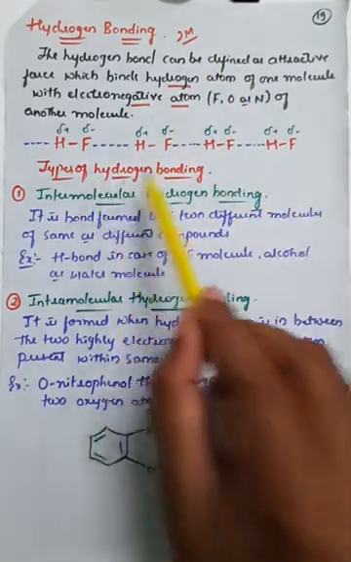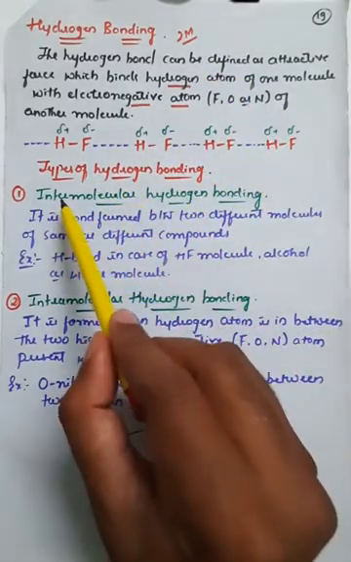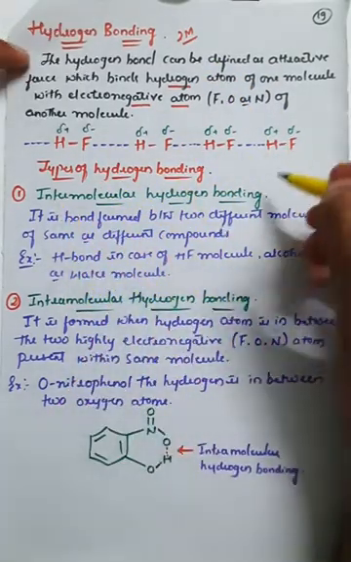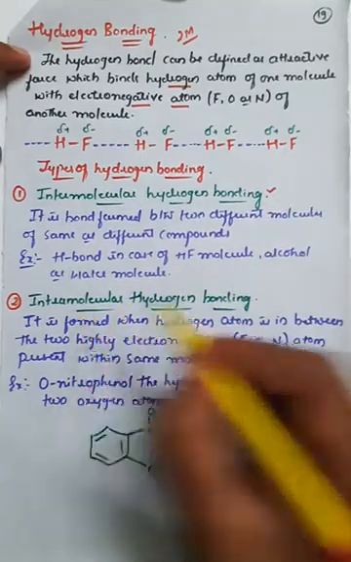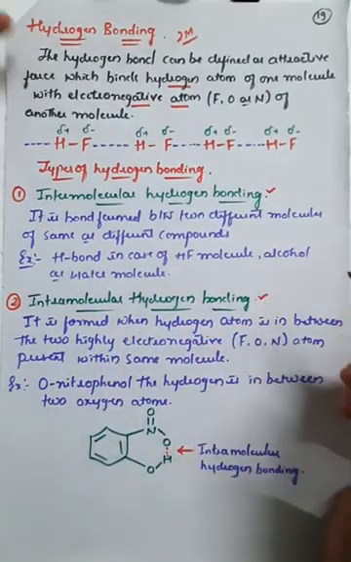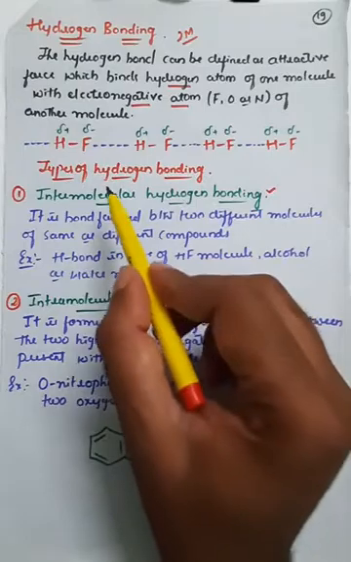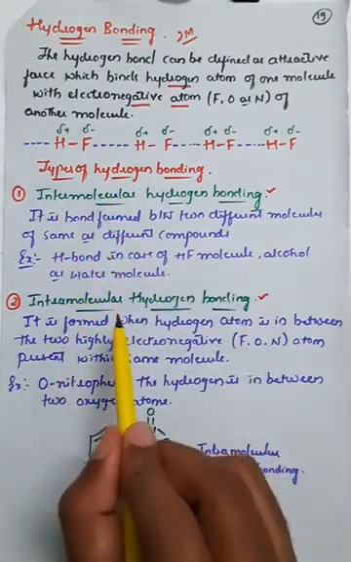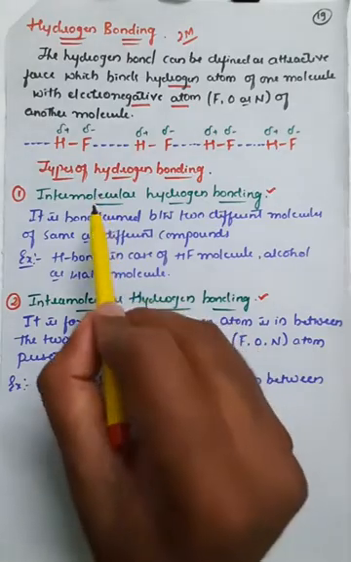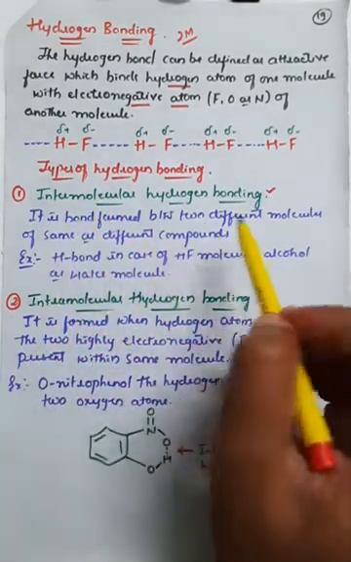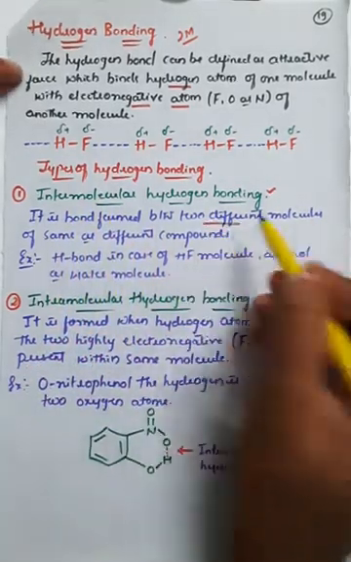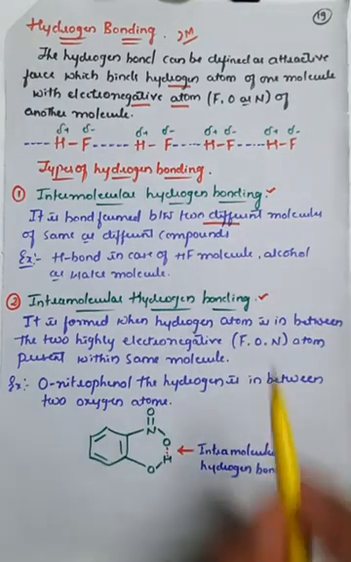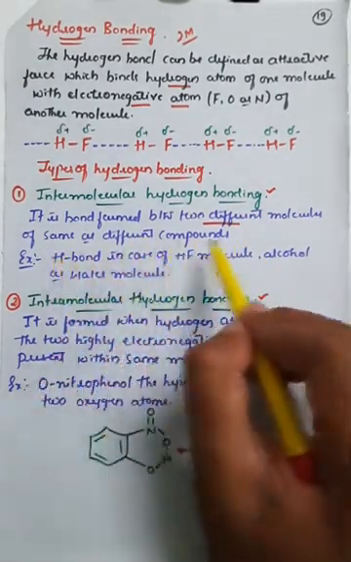Generally there are 2 types of hydrogen bonding. One is intermolecular hydrogen bonding and the second one is called intramolecular hydrogen bonding, right? Within the word itself we can define that. First one is intermolecular, second one is intramolecular. If you take an example here, the bond is formed between 2 different molecules of the same or different compound.